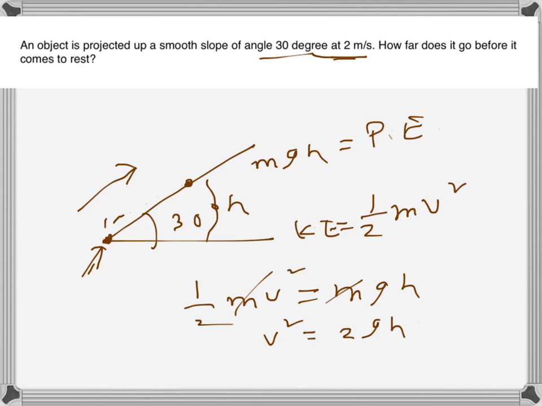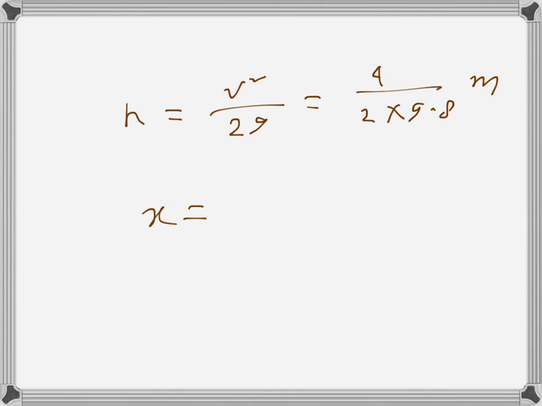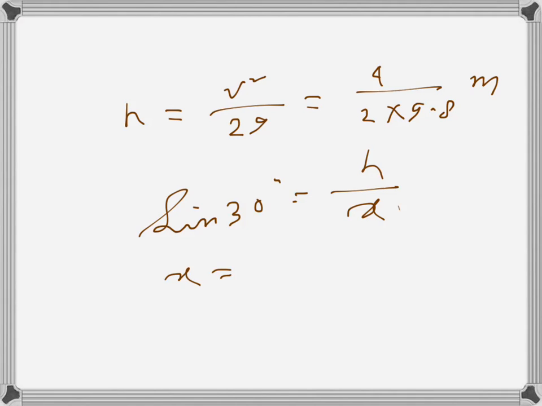But we need to find actually this distance, how far it goes. So that is x, and this is 30°. What we can write is sine 30° is equal to h over x. So x is h over sine 30°.